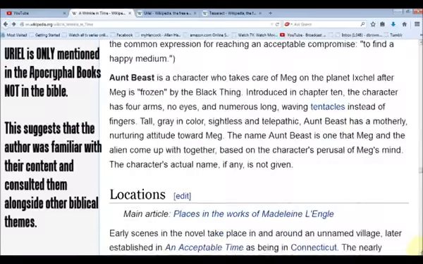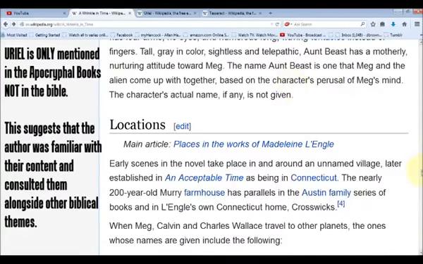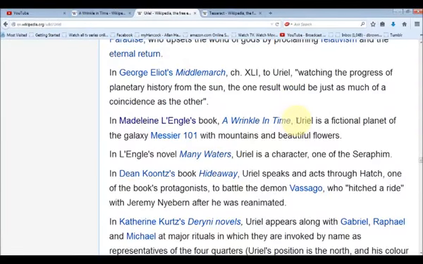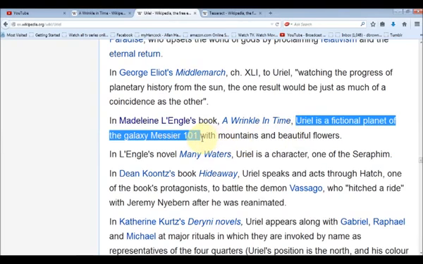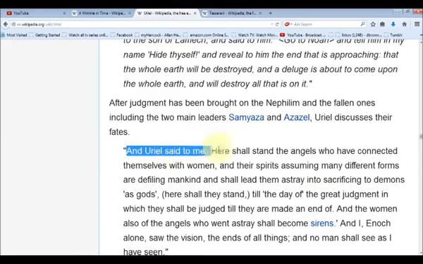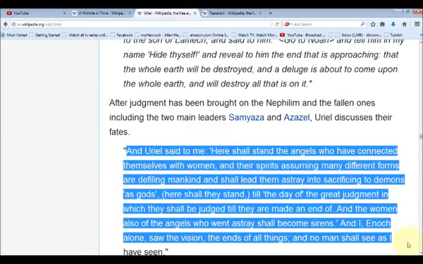Now they also mention Uriel. Now Uriel is in fact an angel mentioned in the book of Enoch. And Uriel in A Wrinkle in Time is a fictional planet of the galaxy Messier 101. Now Nicholson 1968 YouTube channel has done some really interesting work on this number 101, and I'm sure there are further synchronicities between Uriel and 101. Uriel is actually the one who gives the judgment of the fallen angels in the book of Enoch.